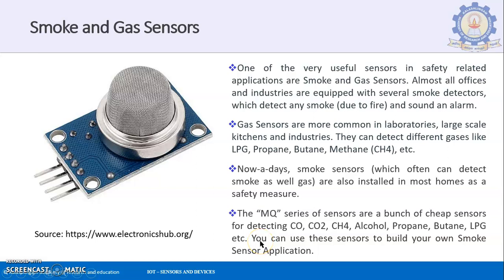You can use these sensors to build your own smoke sensor application. You just need to connect them to the microcontroller. Depending on the gas sensor, you need to specify the range beyond which an alarm should go on. You can connect a buzzer or LED, or connect it to a Bluetooth module and send a signal to a remote location saying that there is smoke or gas. So practical applications are limitless.